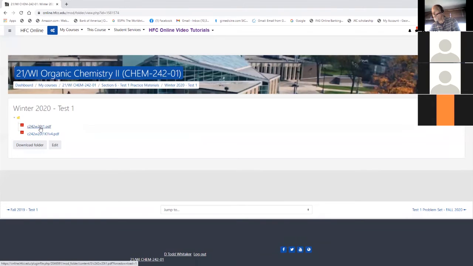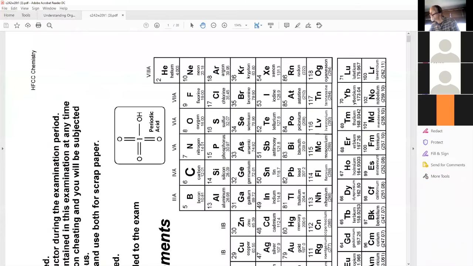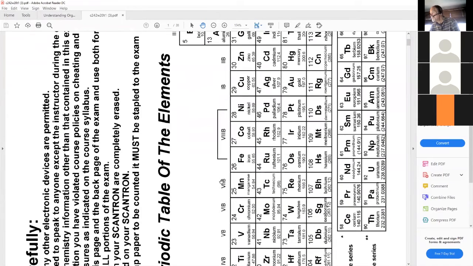So looking at any old test one, we're going to see if it opens, and it might be opening somewhere where I don't know about it, and I think it did. There's our table of contents. There we go.